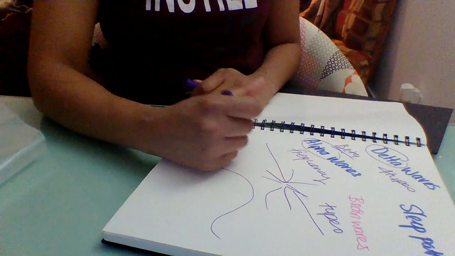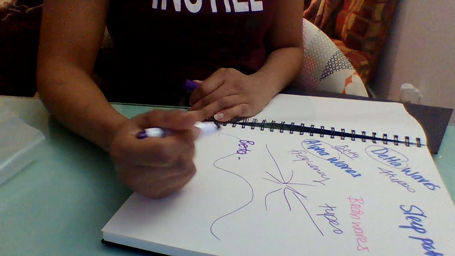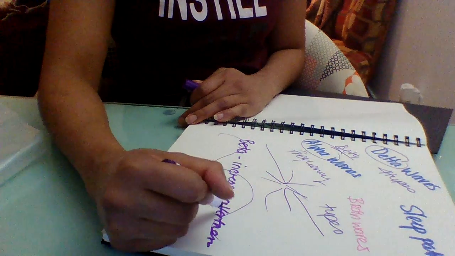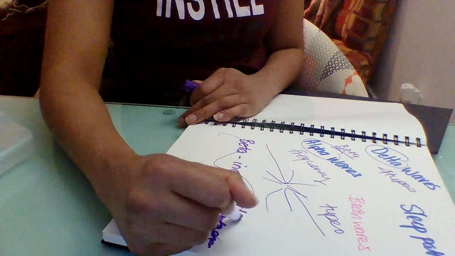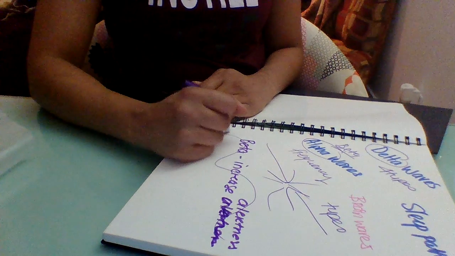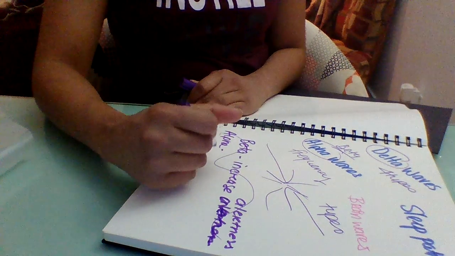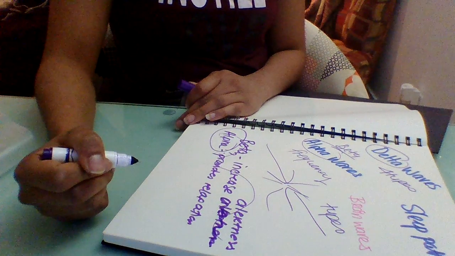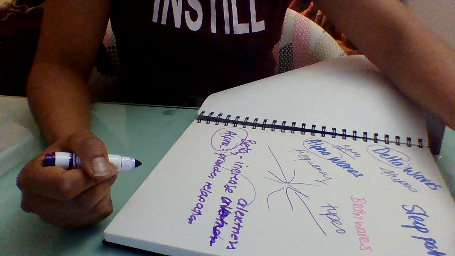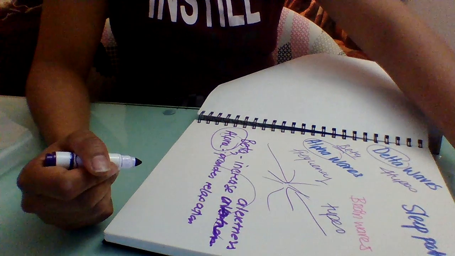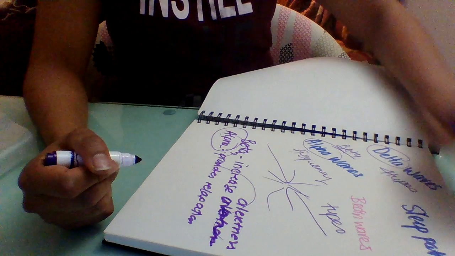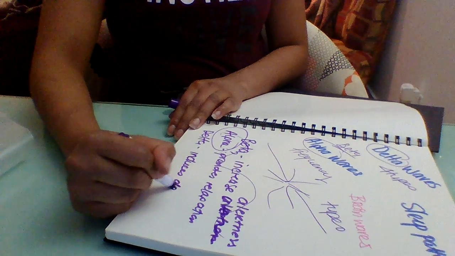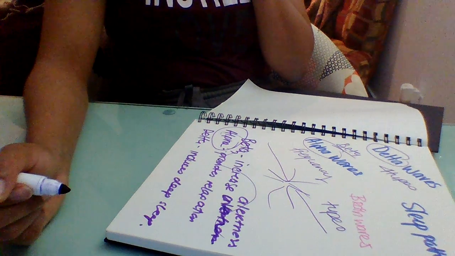Okay, they say that beta is for increased alertness. If I could spell alertness, that'd be good. And alpha promotes relaxation. I wonder if there's a connection there. And then delta induces deep sleep. That's interesting.